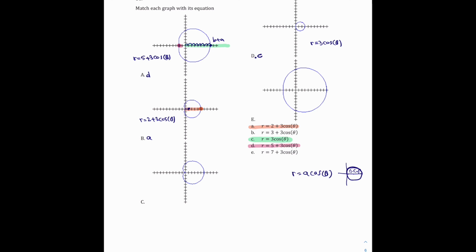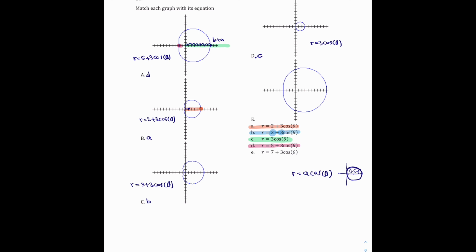C is a cardioid, and the cardioid will have a equal to b. So here, a is equal to b. Here is a, and here is b. a is equal to b, and that is the only cardioid I can see here. So this is immediately B, and the equation is r equals 3 plus 3 cosine theta.